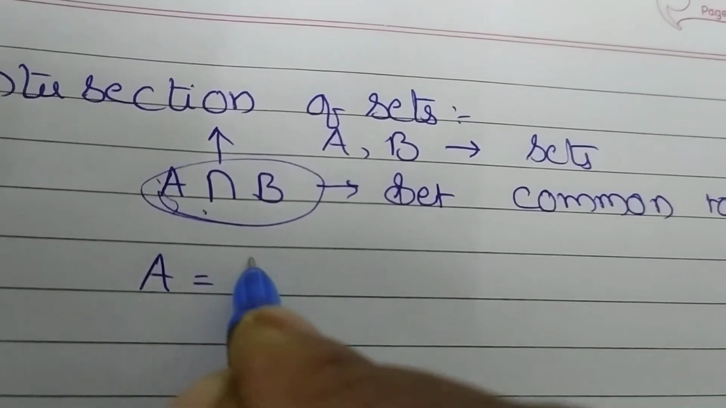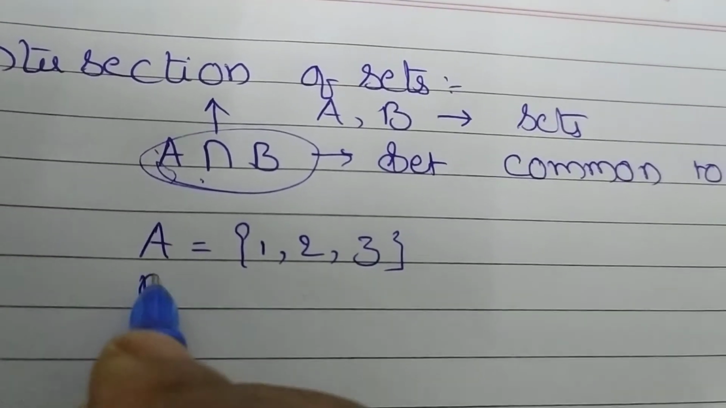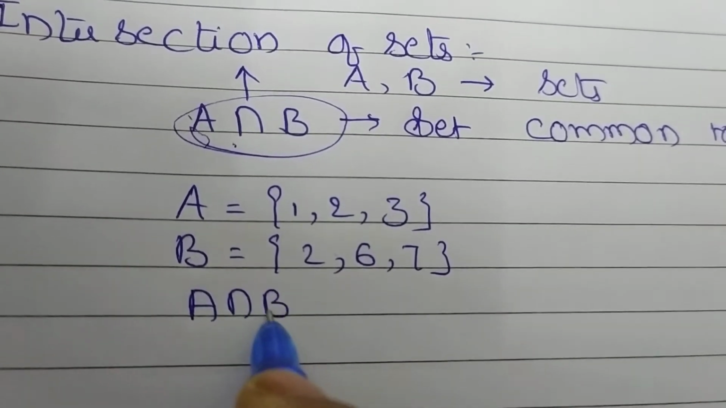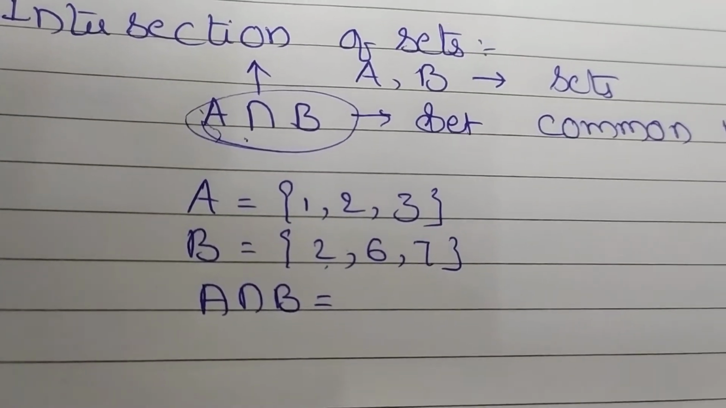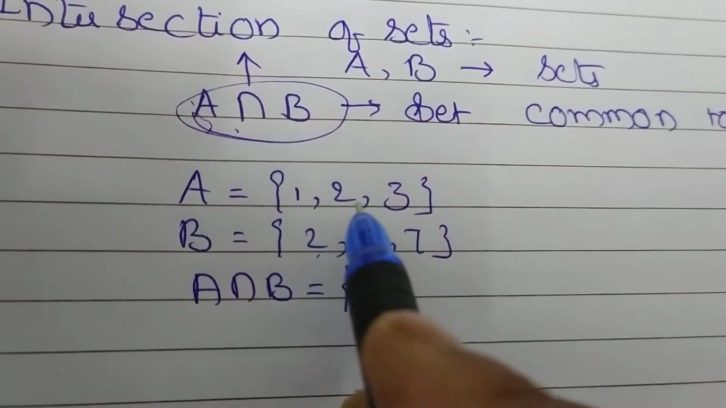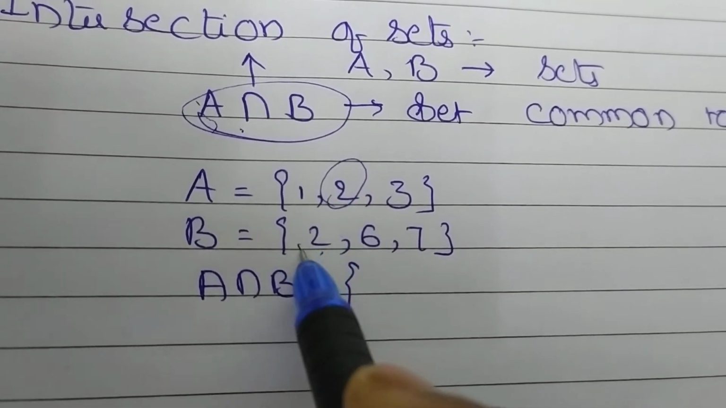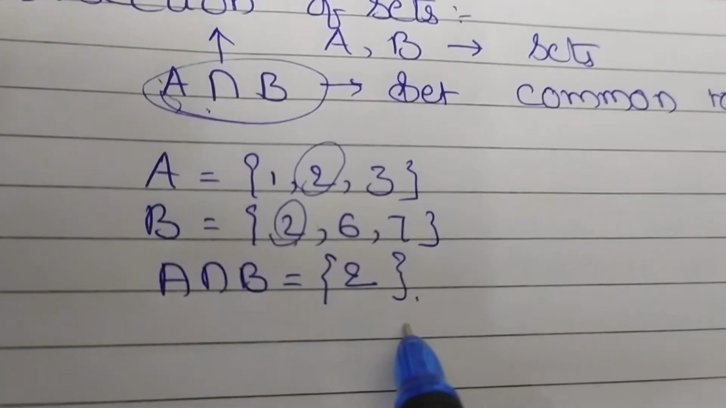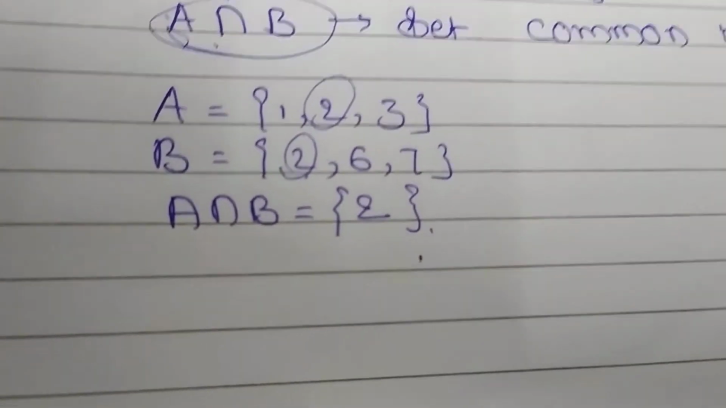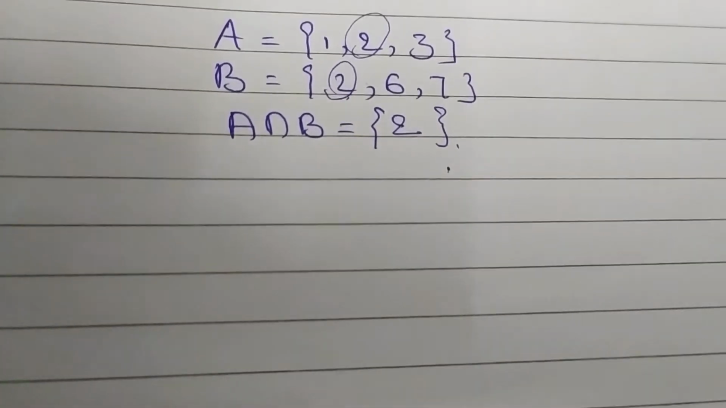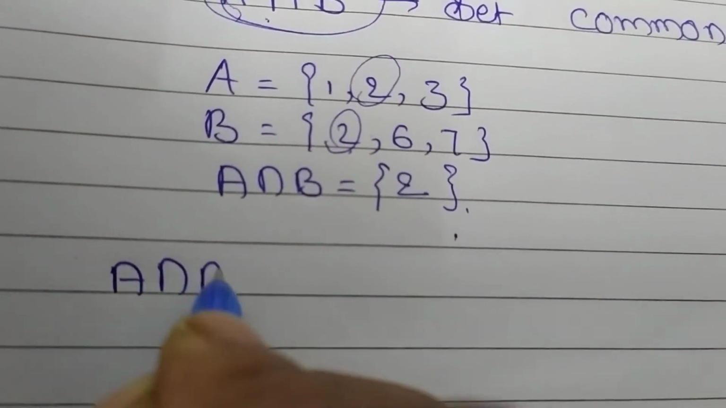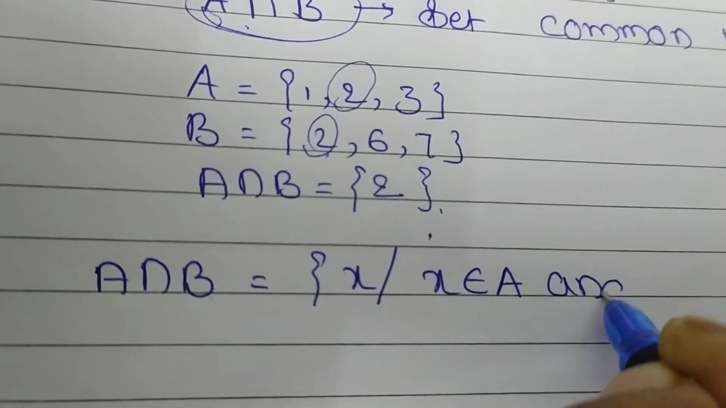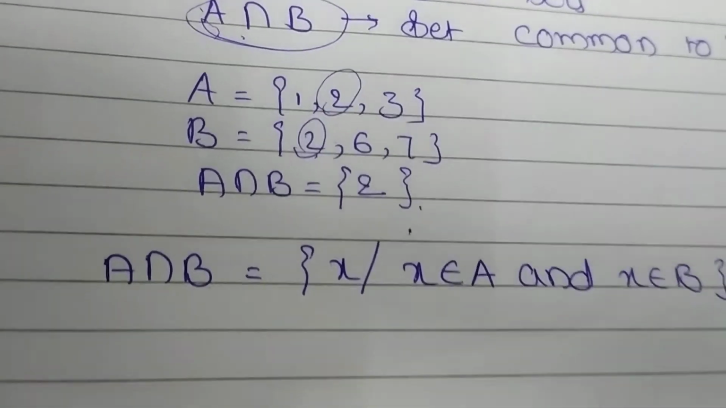That means suppose A equals to 1, 2, 3 and B equals to 2, 6, 7. So A intersection B means which are common in both A and B, only those elements will be coming in this set. Like see here, which element is common in both A and B? Only 2 is common. So you are going to get 2 in the intersection. That is A intersection B is 2. If no element is common, it will be the null set, no element. Now how you will represent this in the set builder form is A intersection B equals to X such that X belongs to both A and X belongs to B. X should be an element of both A and B.